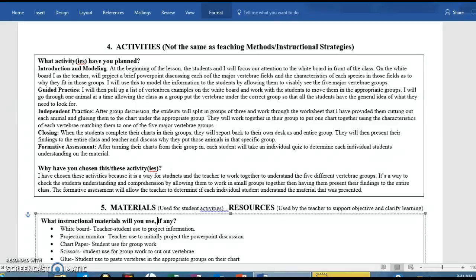Hi, this is Samantha Jones, and this is going to be section 4 of my lesson plan. This is: what activities have you planned?